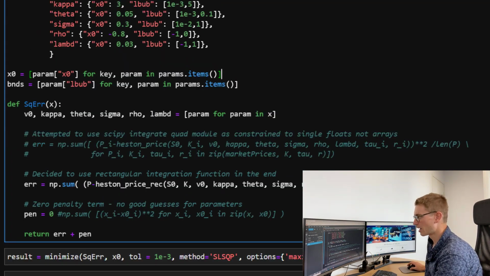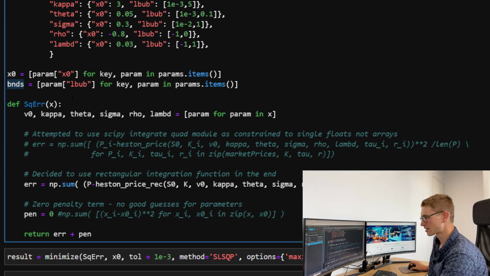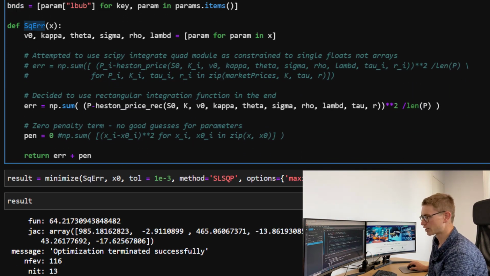Once we've got that, I'm just going to create a list comprehension of my start values and my bounds, and I'm going to define my squared error term. My squared error term is my objective function. I have x, which is just all the parameters. So I have a list comprehension each time for param in x.